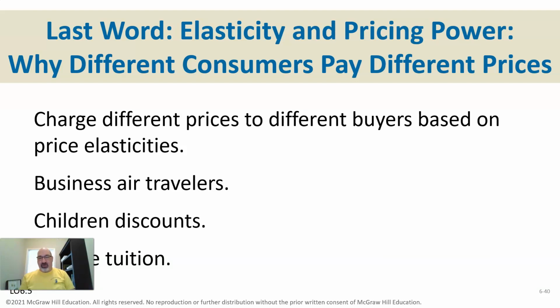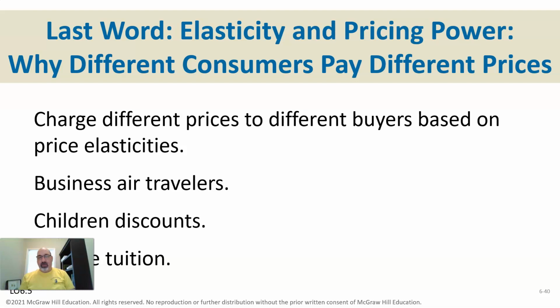So that's like business travelers. They have a low elasticity. They're going to buy the good no matter what. You'll charge them a higher price. The casual air traveler, they're more sensitive to price. So you're going to try to charge them a lower price, and so that's the way that works.